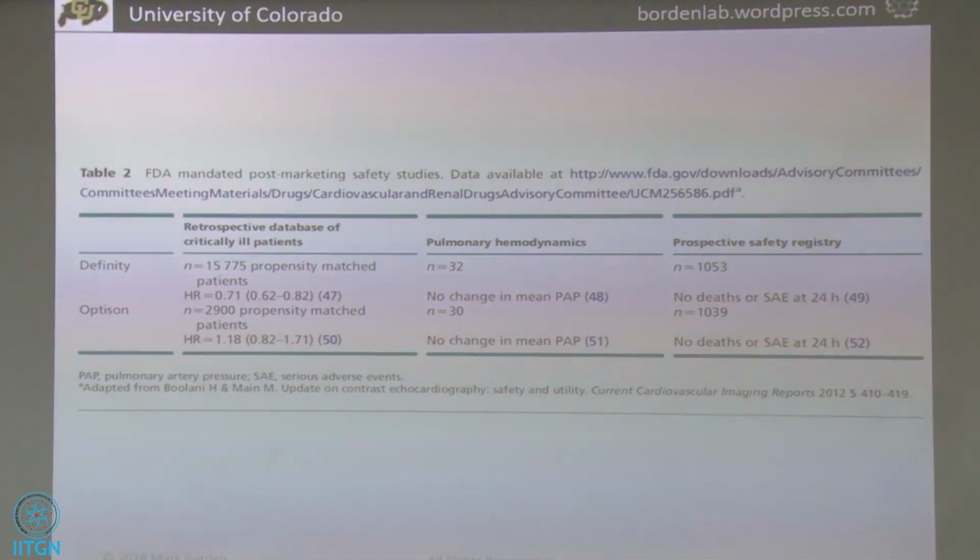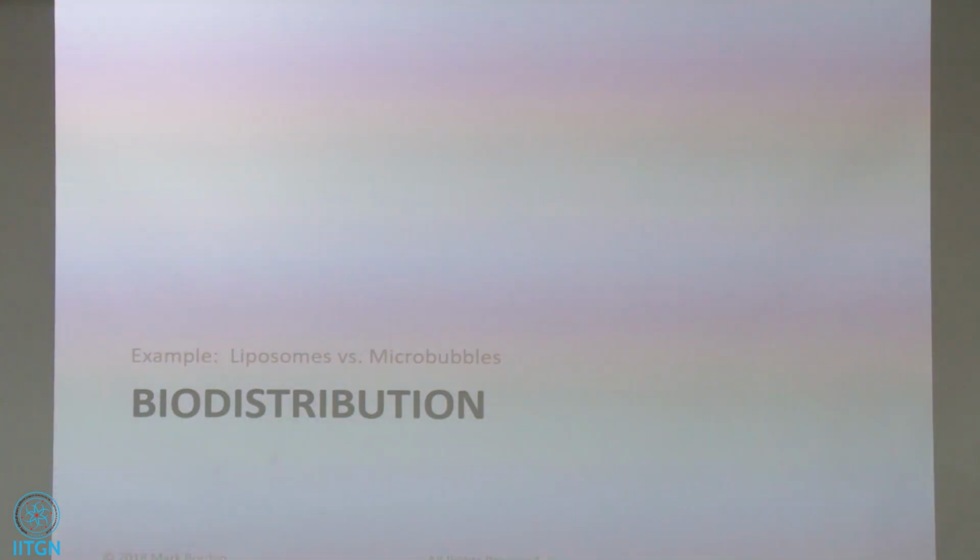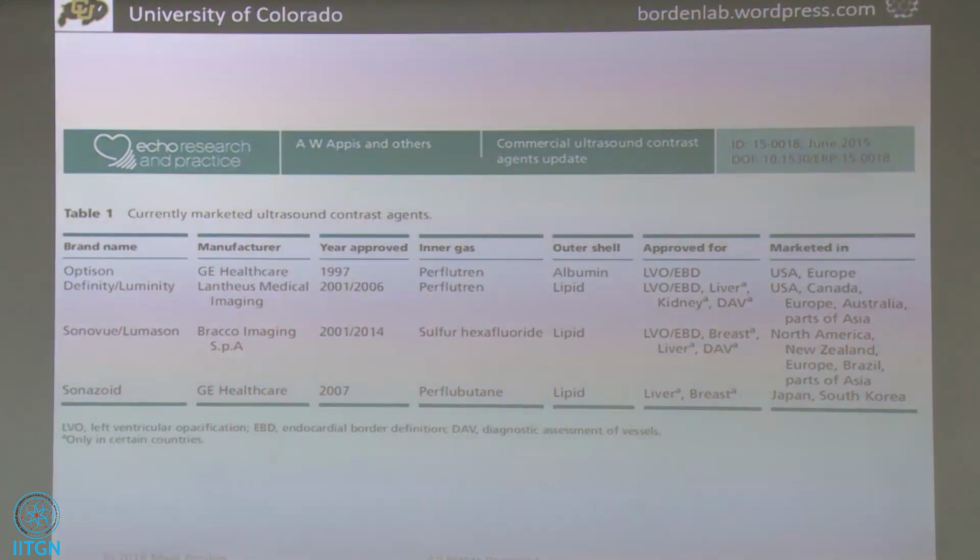These post-marketing data studies are kind of summarized here. They tested both Definity and Optison in the US, and they basically took this number of patients, 15,000 and 3,000, and the results were no change in the mean PAP, pulmonary artery pressure, and no deaths or SAE, serious adverse events, at 24 hours. Okay. So that was for Definity as well as Optison. So they've proven to be viable over the course of decades, almost 2 decades at least.